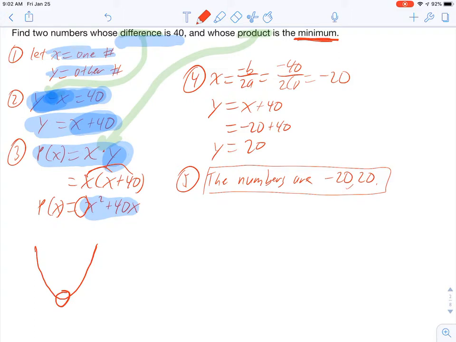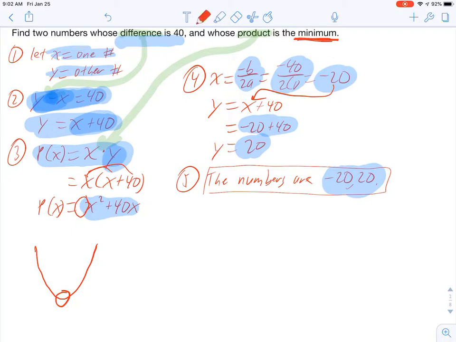Okay, then again, to find the minimum or maximum for any quadratic, we simply use negative b over 2a. So that's negative 40 over 2 times 1, positive 1. So we end up with negative 20. And then once you have the x value, find the y value: take that negative 20, plug it in for the x. We get negative 20 plus 40, which is 20. And so our two numbers are negative 20 and positive 20.